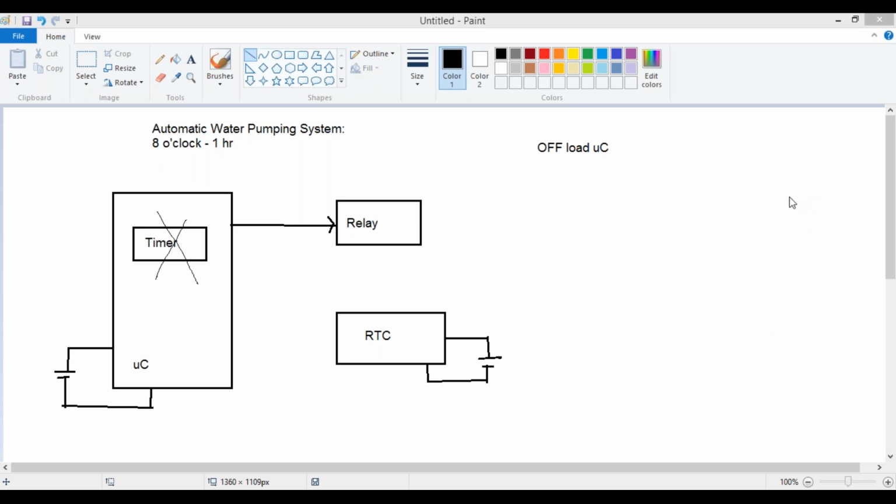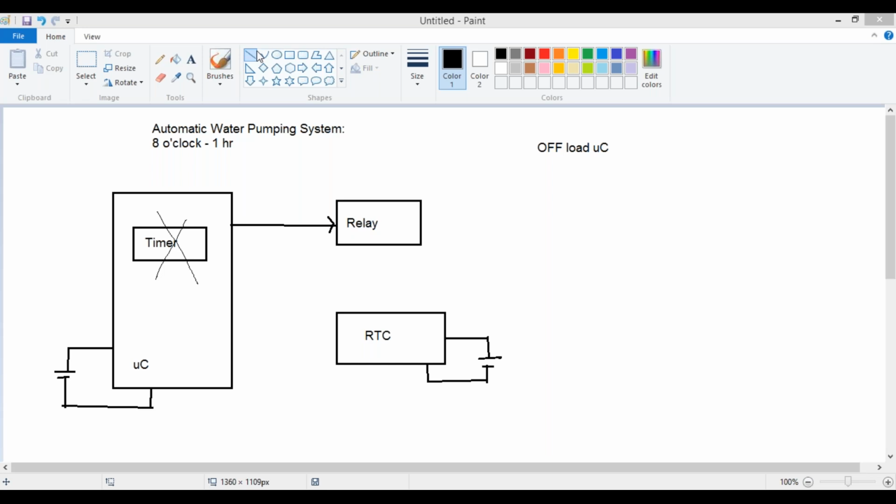Who wants to start the pump? RTC or microcontroller? RTC is maintaining the time, but who wanted to start the pump? The microcontroller wants to start the pump, right? But now the microcontroller doesn't have the time, correct? Who is having the time? RTC.